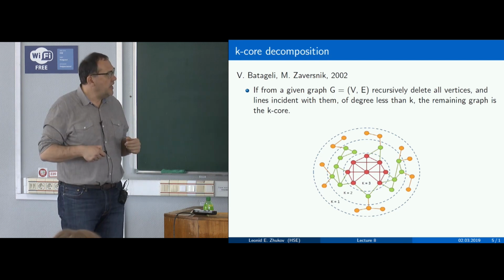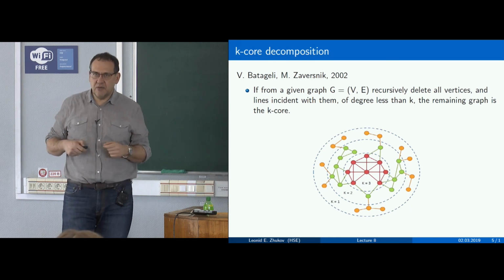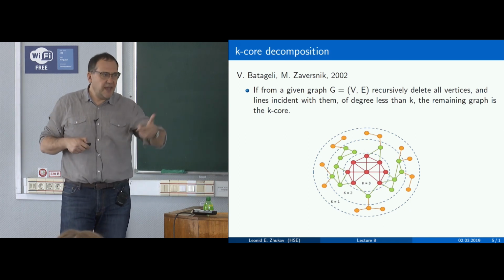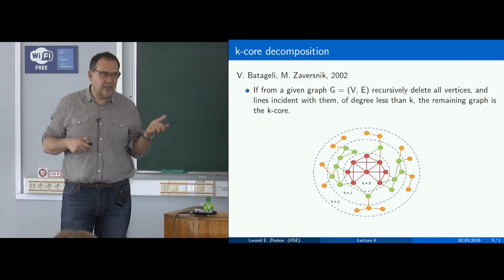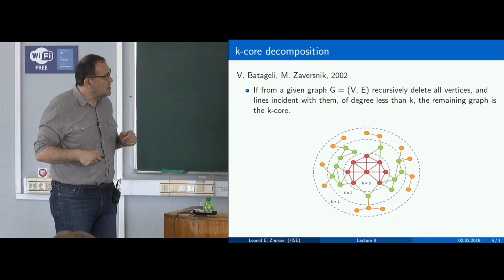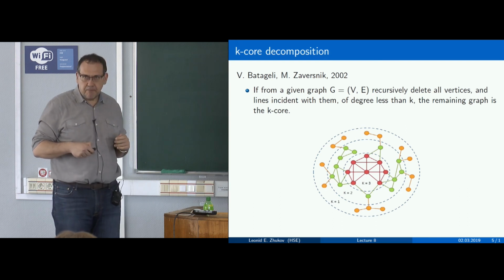This guy had degree 2. I removed this one, now it has degree 1. So I need to go again through all the nodes and again remove those that are now degree 1. And just keep doing it until no more nodes of degree 1 are left. And then you get the core number 2, the green, and what is it, purple.